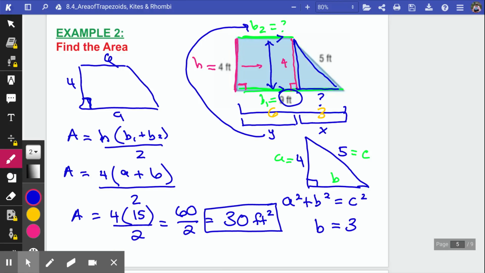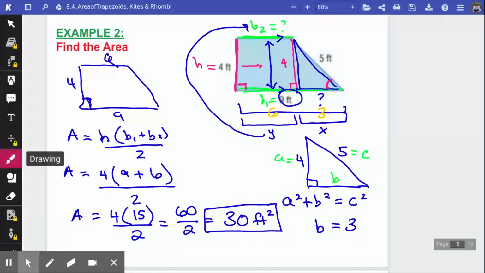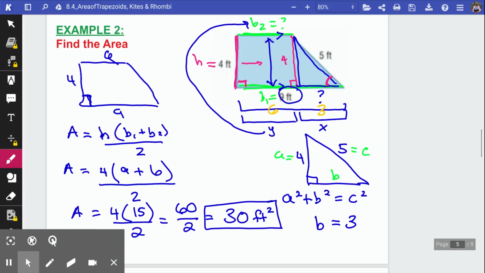Now, we use Pythagorean theorem in this problem to find a missing measure. Just be aware that you might have to use trig. Like if you're given this angle right here, you could use trig. If it's a special angle, 45 or 30, 60, 90s, you could use the properties of special right triangles to solve the problem as well. So all of those things are still in our basket that we're able to use. So that's how you find the area of trapezoids.